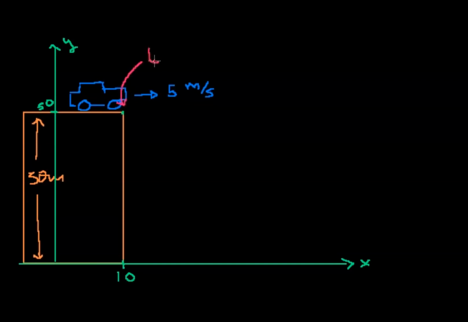Time equal to 0. So t for time. Time is equal to 0. So my question is, what happens to this car as it drives off the cliff?